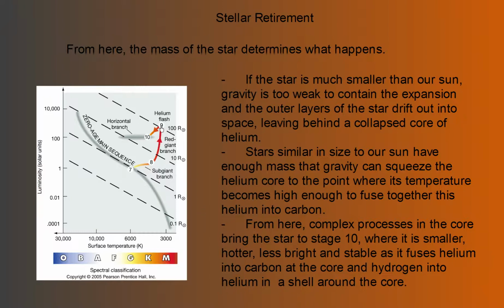And as you can see, stage 10 is hotter, because it goes that way on the x-axis. It's dimmer, because it goes down on the y-axis. And it's smaller because it goes from like the 100 solar radii line to the 10 solar radii line, so it definitely gets much smaller and less bright and stable as it fuses helium into carbon at the core and hydrogen into helium in a shell around the core.